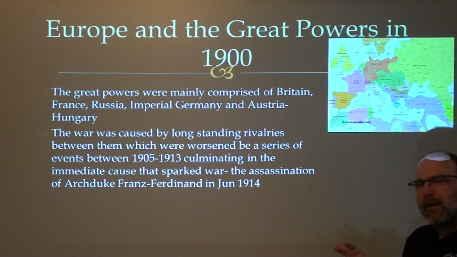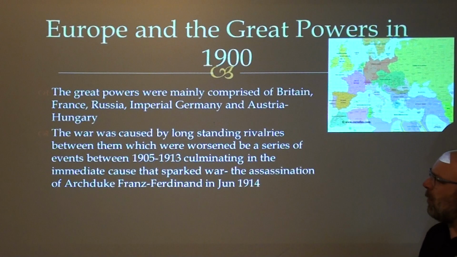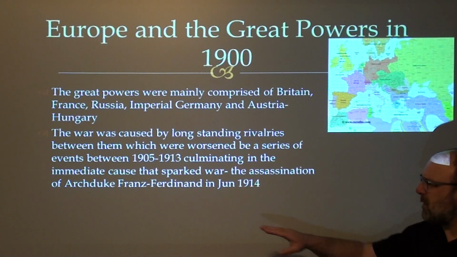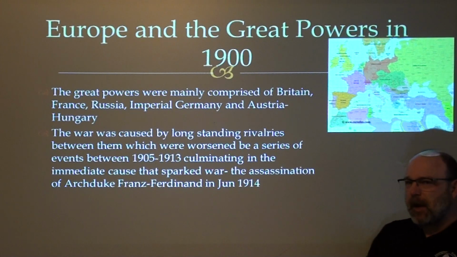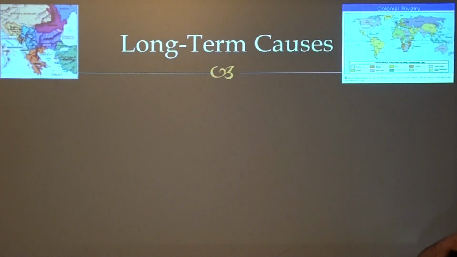In a very general sense, and the details of which we're going to get into thoroughly, the war was caused by long-standing rivalries between them, which were worsened by a series of events between 1905 and 1913, culminating in the immediate cause that sparked the war, the assassination of Archduke Franz Ferdinand in June 1914. He was the heir to the Austrian throne. Okay, so that's the broad, sweeping spectrum with which we're going to be looking at in this lecture. So let's look at some of the long-term causes.